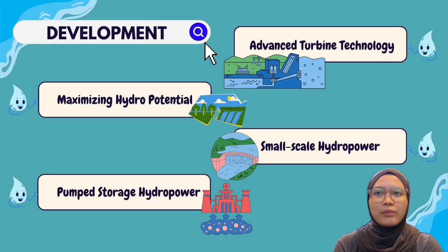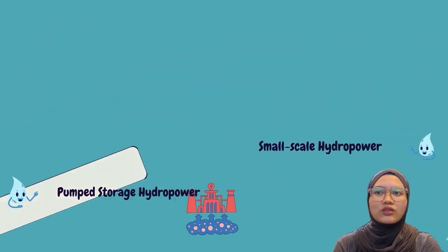And lastly, pumped storage hydropower. The expansion of pumped storage hydropower facilities, which store energy by pumping water uphill during times of low demand and releasing it downhill to generate electricity when demand is high, could help stabilize electrical grids and integrate more intermittent renewable energy sources like wind and solar.